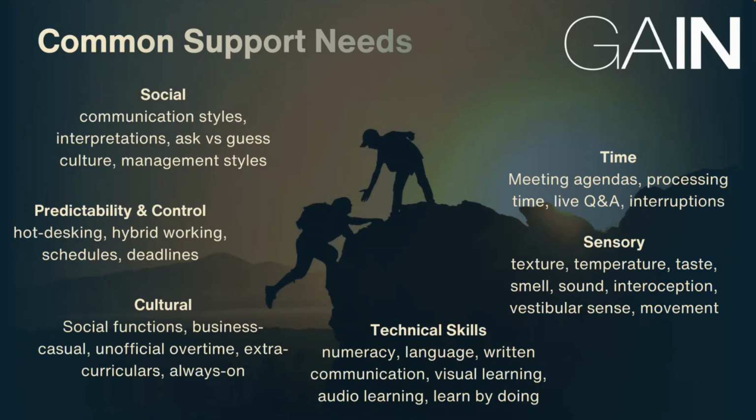In terms of cultural stuff, some neurodivergent people may struggle with social functions and perceived expectations to attend office parties and drinks. There may be difficulties understanding exactly what business casual is, for example, or the unspoken rules or expectations about unofficial overtime or always-on culture.